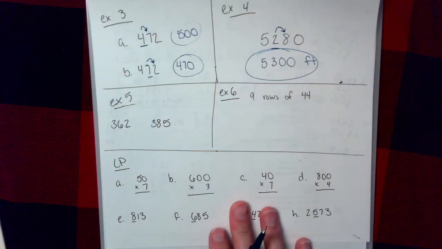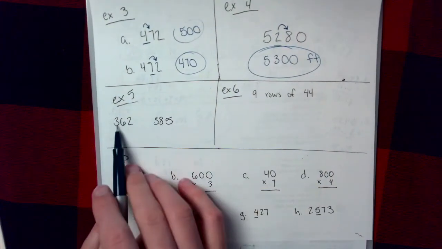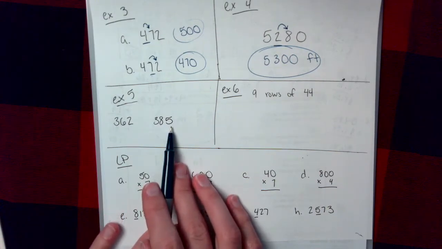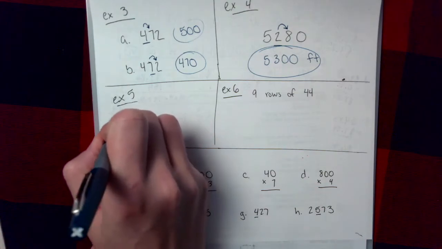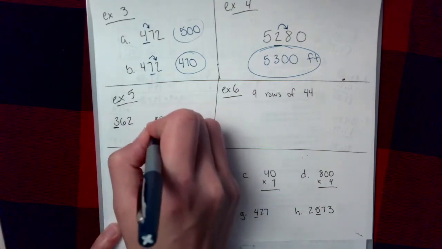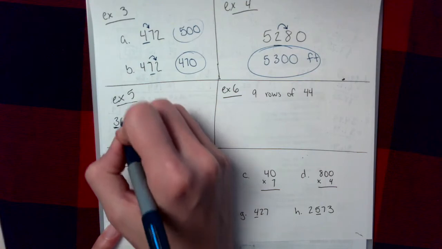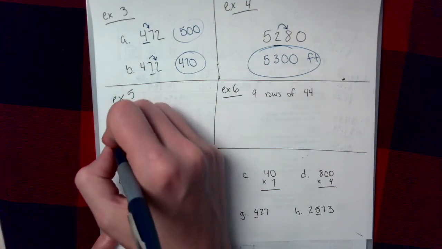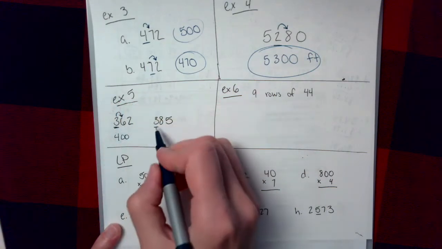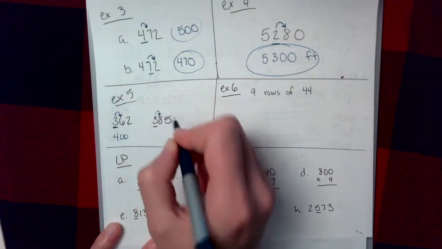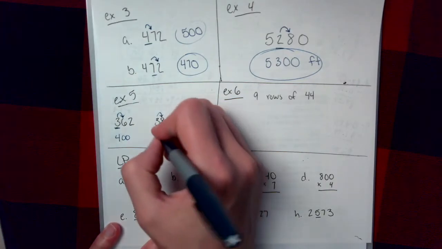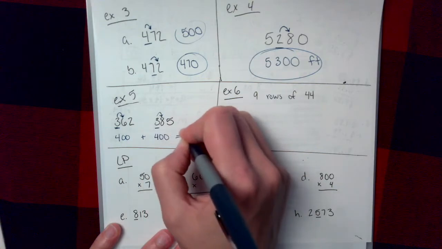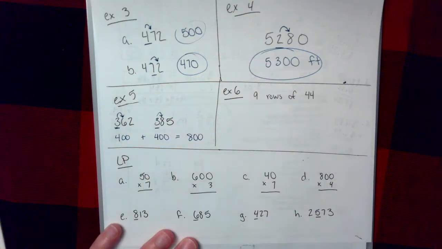Example 5. Round 362 and 385 to the nearest 100, then add. 3 is in the hundreds place, 3 is in the hundreds place. 3 looks at the 6. 6 says go up one time, so it goes up to 400. 3 looks at the 8. The 8 says go up one time. So 400 plus 400 equals 800.